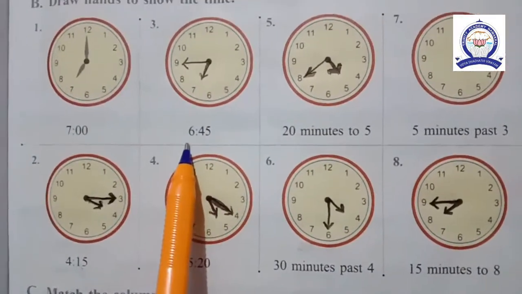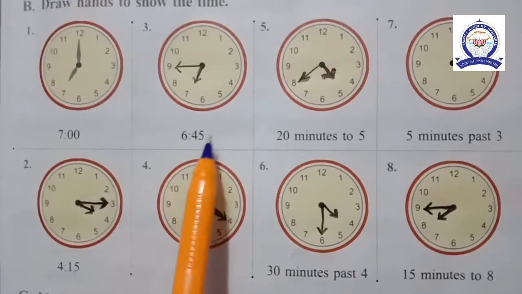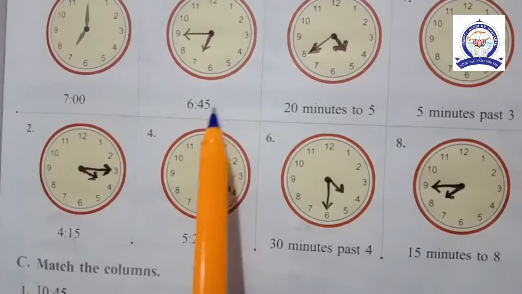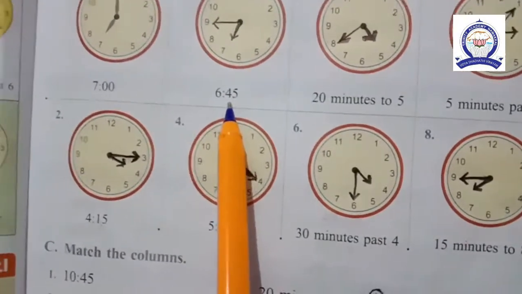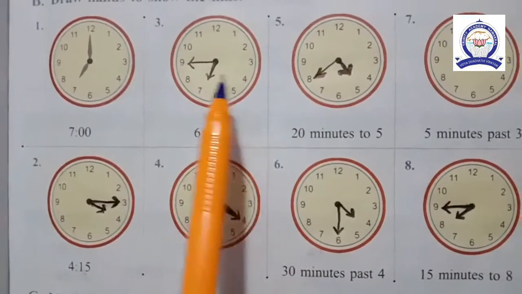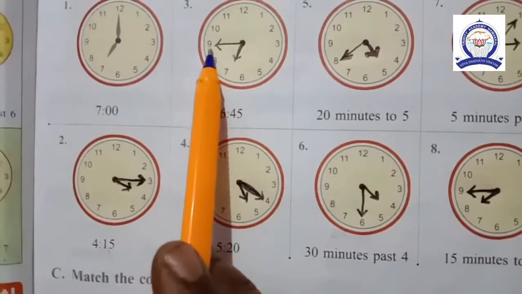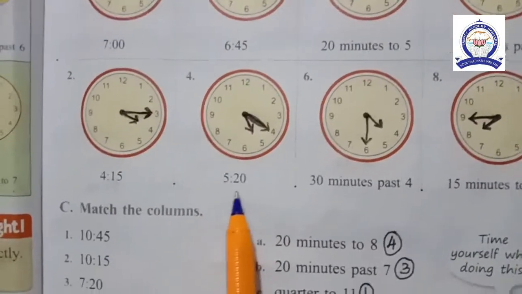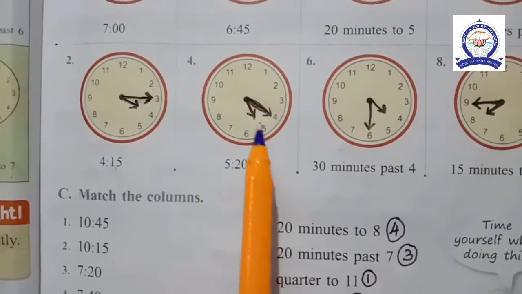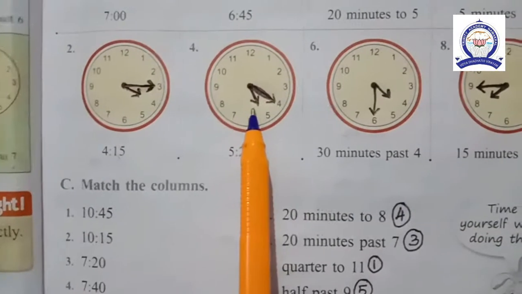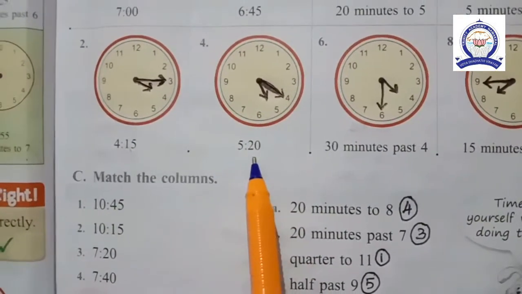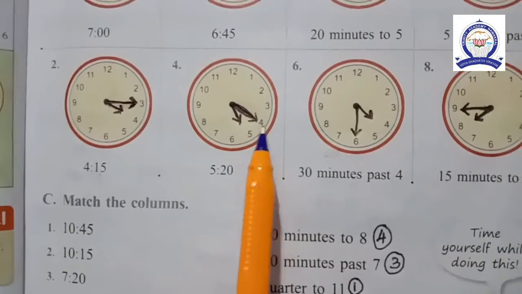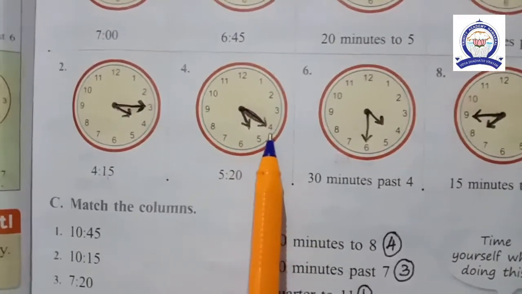Third sum, what is the time? 6:45. You draw the small hand in 6. For the big hand, how many 5s are 45? 9 5s are 45. So you draw the big hand in 9. See the fourth sum. What is the time? 5:20. 5 hours. So you draw the small hand in 5. 20: how many 5s are 20? 4 5s are 20. So you draw the big hand in the number 4.